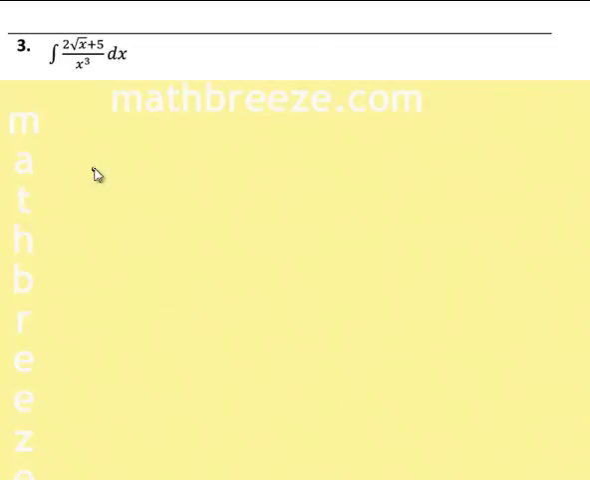In number 3, we want to rewrite the integrand, that is what's underneath the integral symbol, as a sum of powers. So let's do that. So first we have 2 square root of x over x cubed. Square root of x has x to the 1/2. So we're subtracting exponents, so we have 1/2 minus 3, or that is 1/2 minus 6/2, that's x to the minus 5/2. And we have that 2 in front. Plus 5 over x cubed, and that would be 5x to the minus 3.